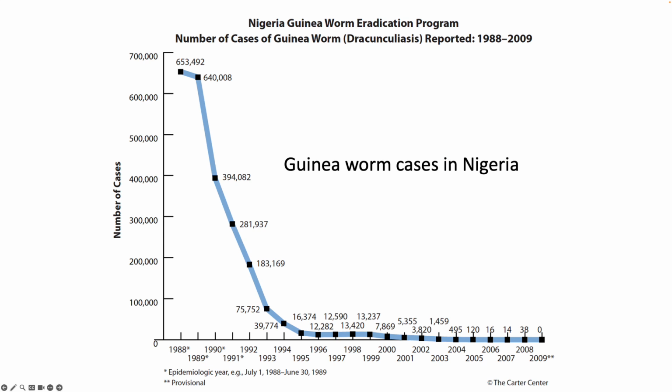This is the trend in reported guinea worm cases in Nigeria, and the activities I described were taking place in 2000 when there were almost 8,000 reported cases across the country. Since then, the trend continued to decline, and in 2009, Nigeria recorded 0 cases of guinea worm for the first time in history.